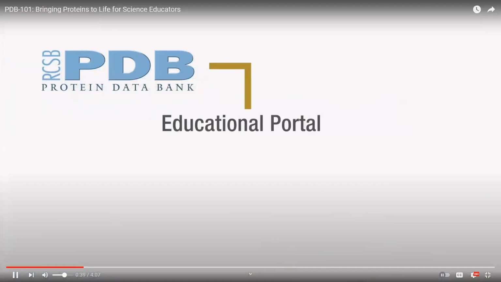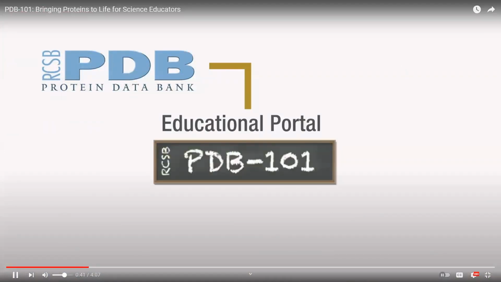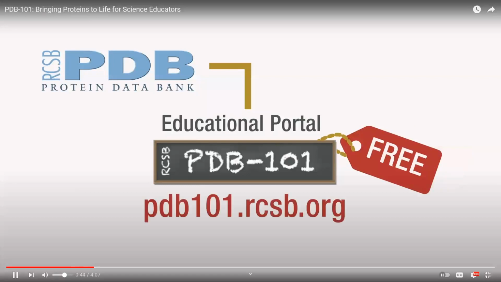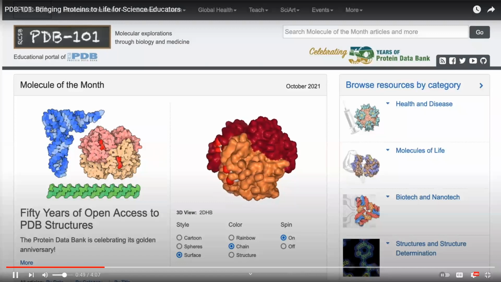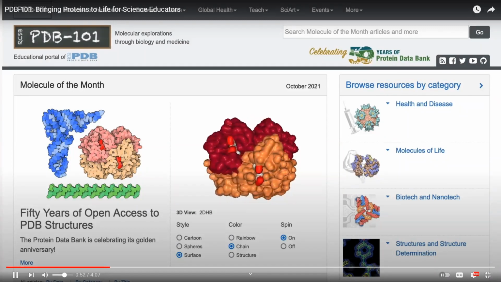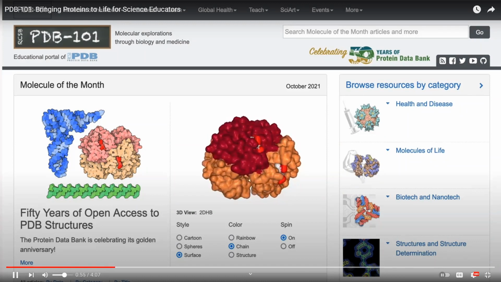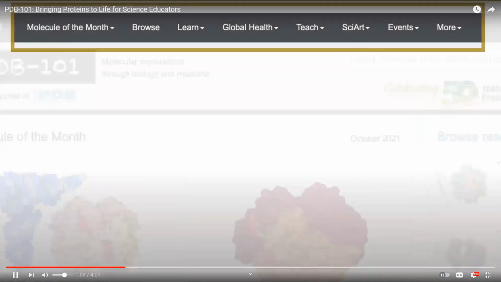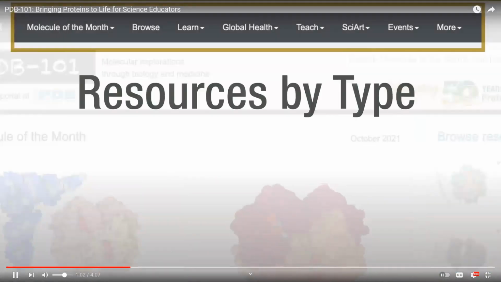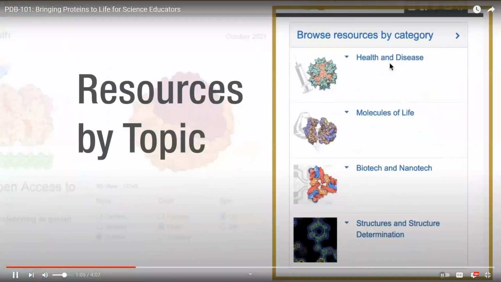RCSB PDB also maintains an educational portal, PDB101, accessible to everyone free of charge at pdb101.rcsb.org. PDB101 offers a diverse array of teaching resources highlighting the fundamental connection between the 3D structure of a protein and its biological function. Again, that is key. The three-dimensional structure of a protein is fundamental to its function. The materials are organized by type, accessible through the top menu, and by topic, accessible through the browser.